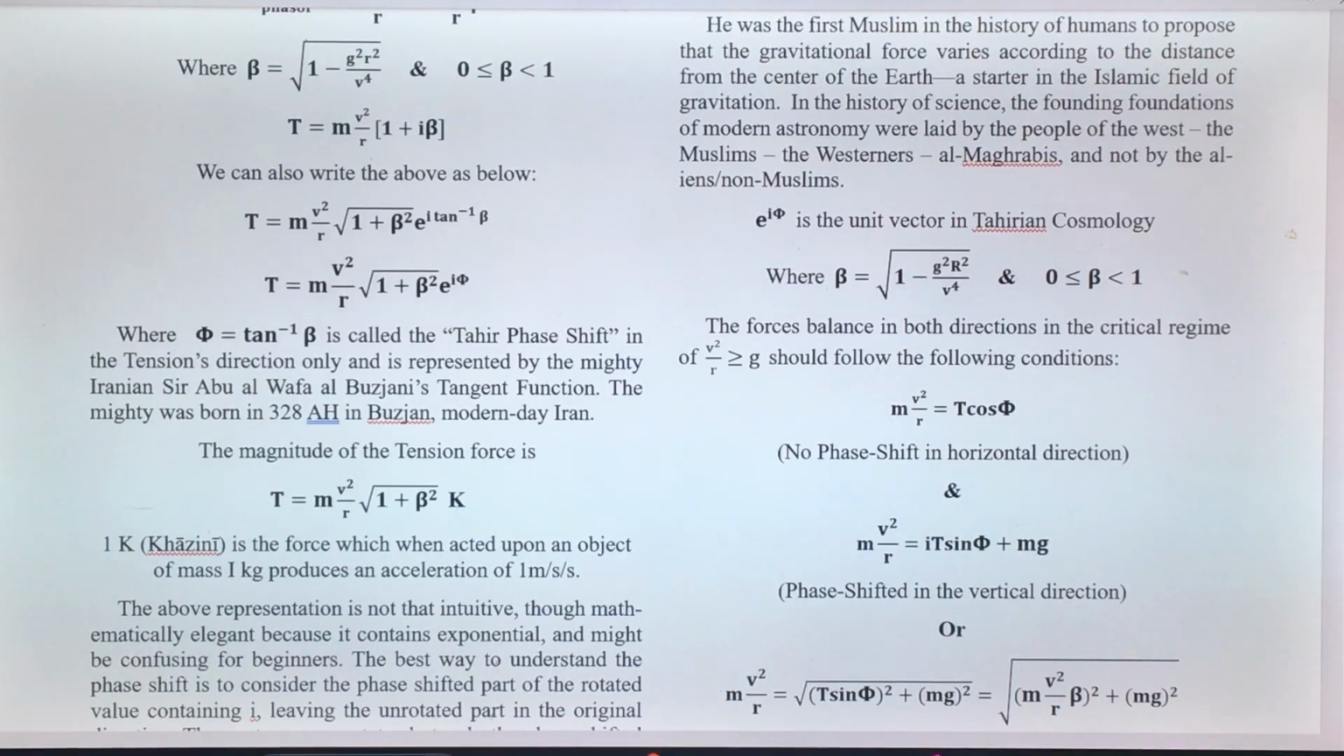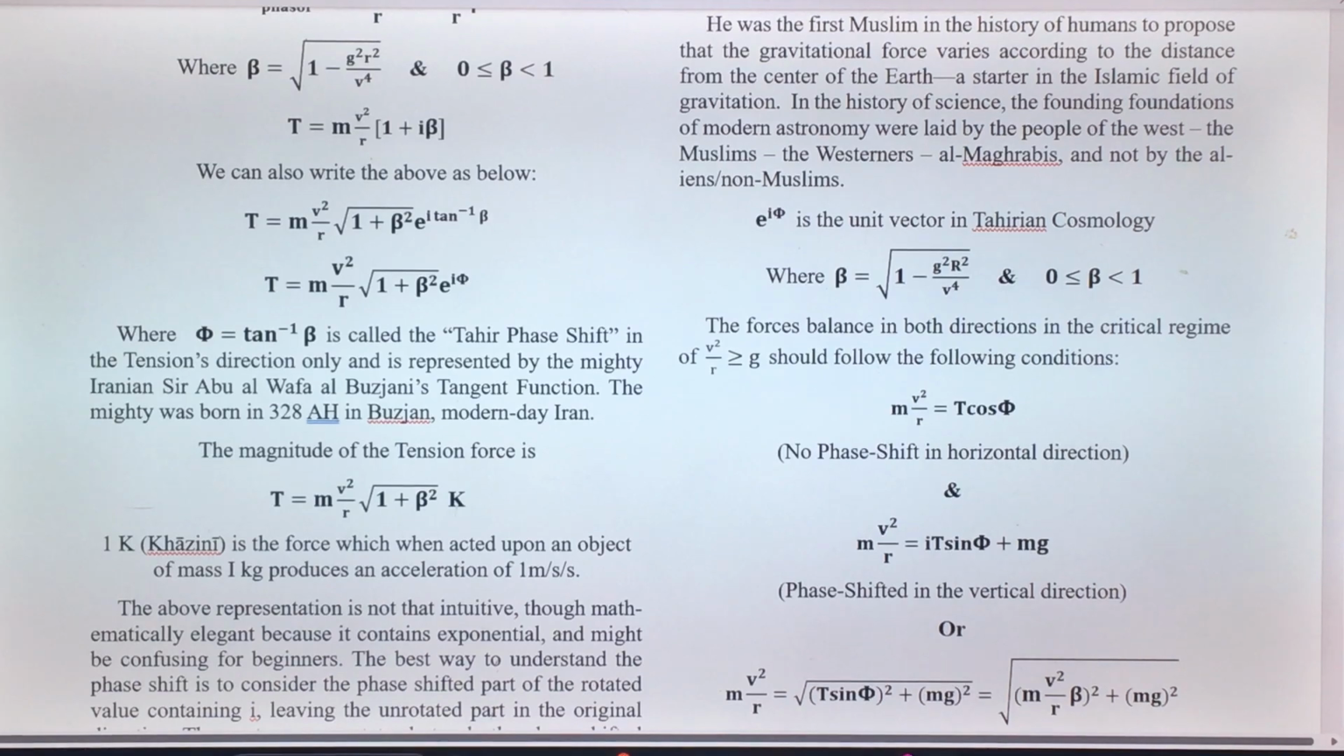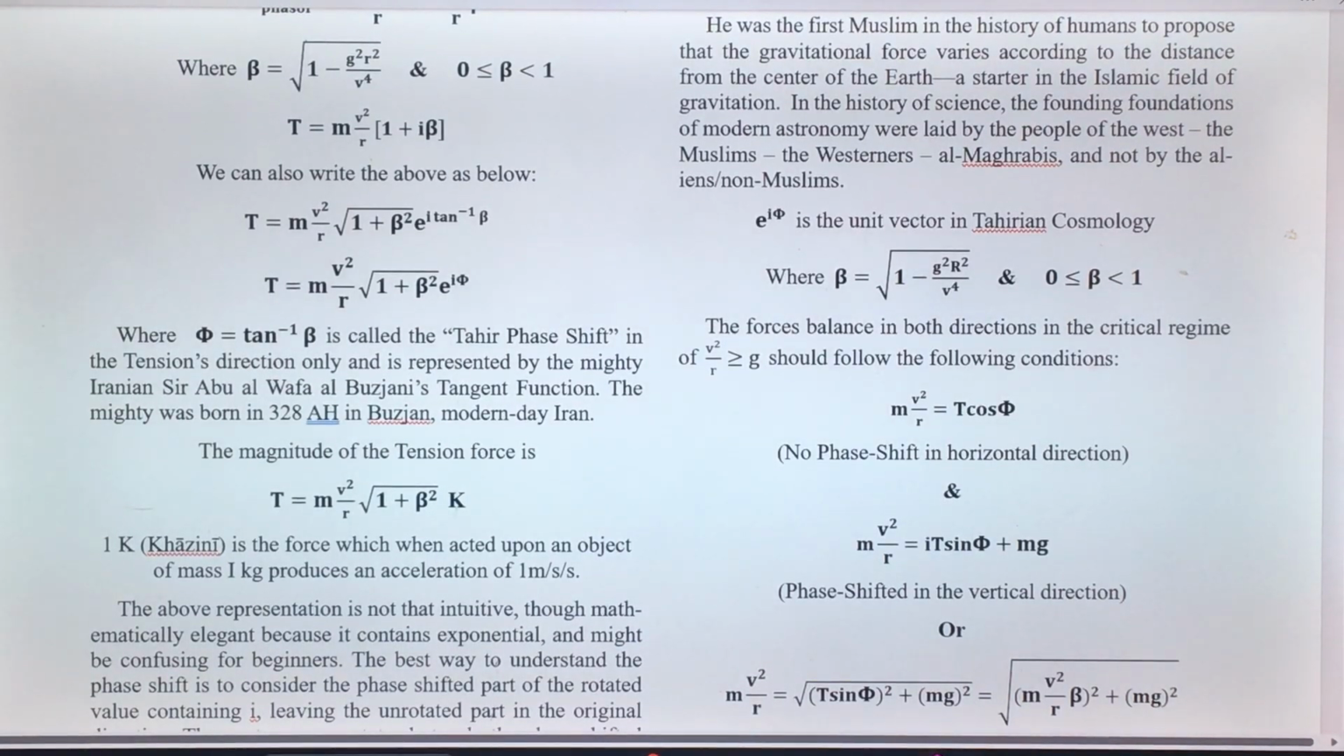The forces balance in both directions in the critical regime of v square over r greater than or equal to g, which should follow the following condition: mv square over r T cos theta phi. Guys, again confusing but elegant. No, the phasor actually does not rotate, only its phase shifted part rotates. Its other part, the non-phase shifted part, remains in the direction of tension, or T is equal to mv square.